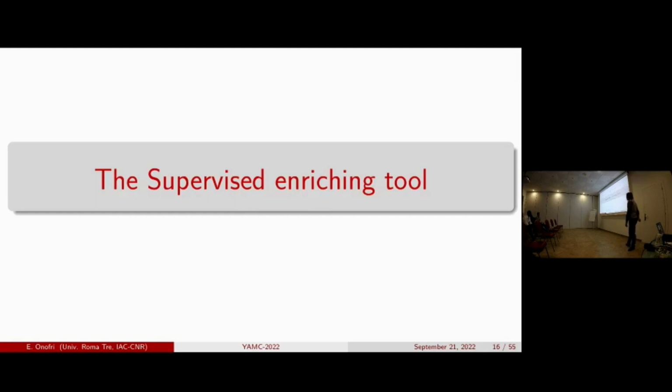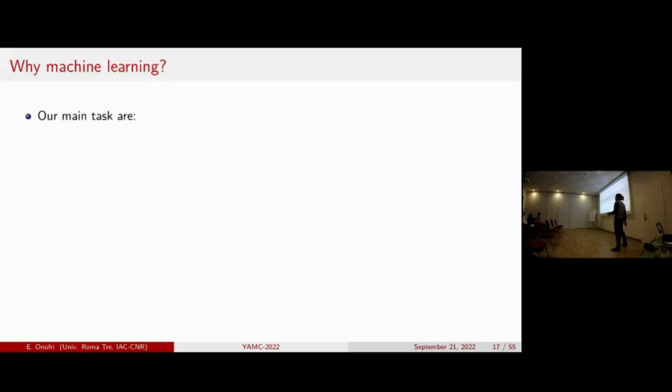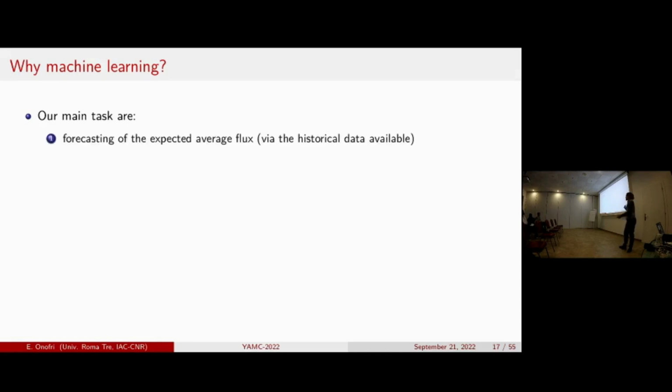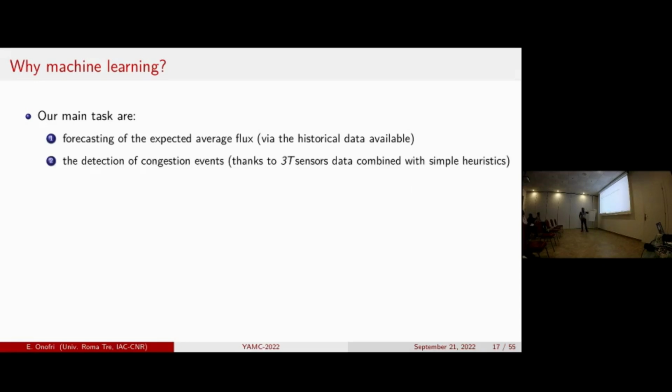Okay. So, supervised enriching tool. Why supervised enriching tool? Why do we not use clustering or stuff like that, where we do not have to have ground data? Because of course they are simpler to use, they are simpler to tune, and they are more reliable. So our main task was to forecast the expected average flux via the historical data available and the detection of congestion events. And human beings are able to do so.